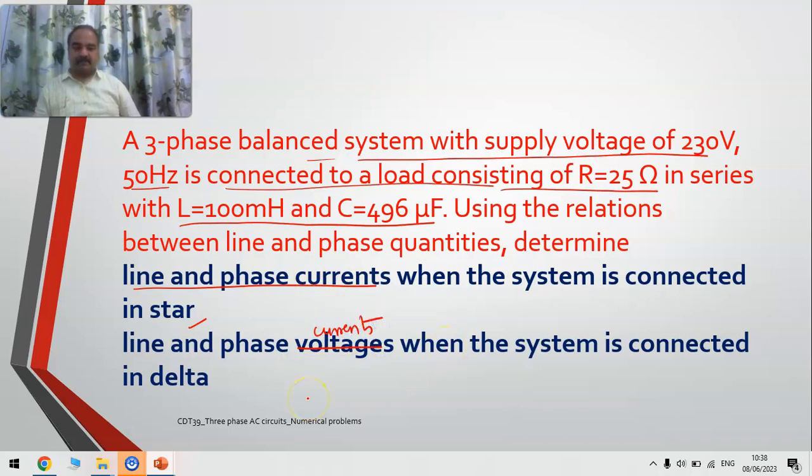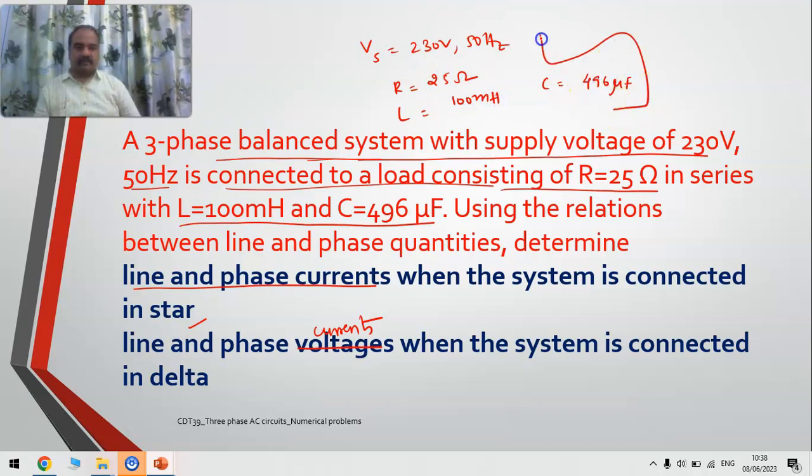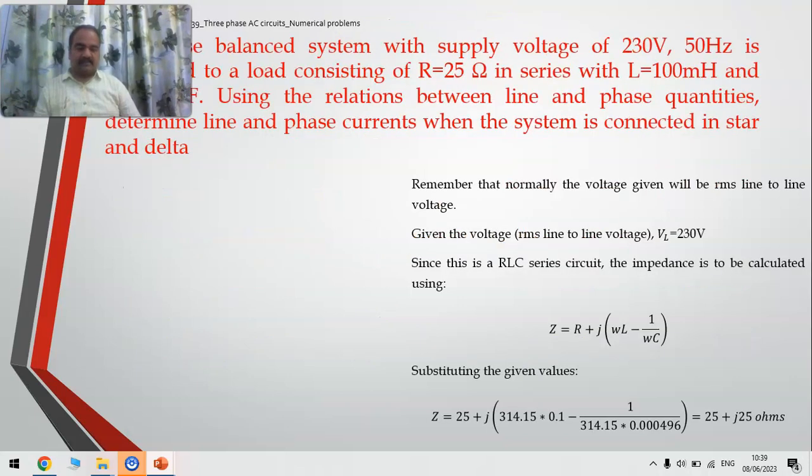Okay. So it seems that for a three-phase balanced system the supply voltage is 230 volts 50 Hz and there is an R, L and C. R is 25 ohms, L is 100 millihenry and C is 496 microfarads. These are the values which have been given and you are supposed to determine the line and phase currents. So let's try to solve it now.